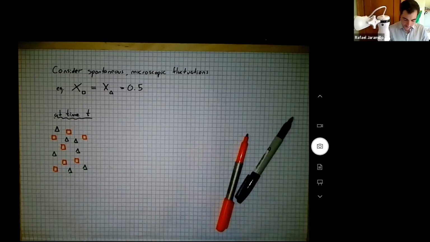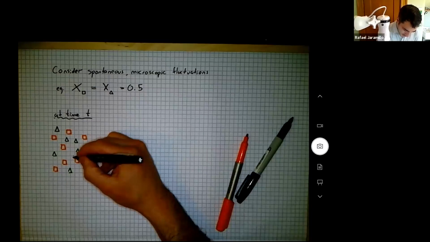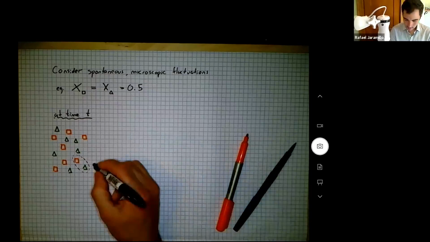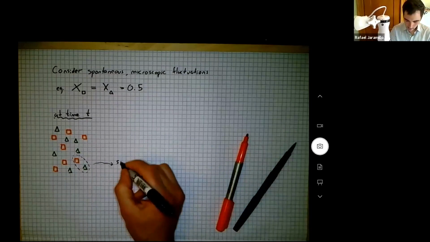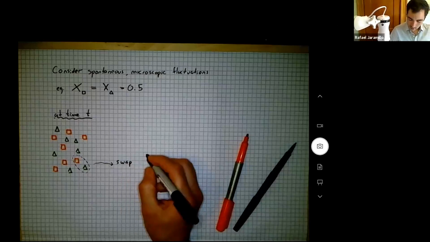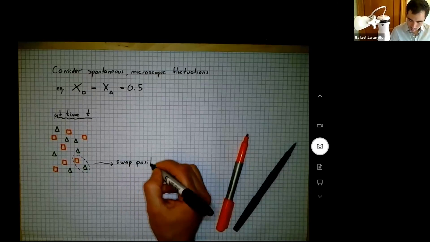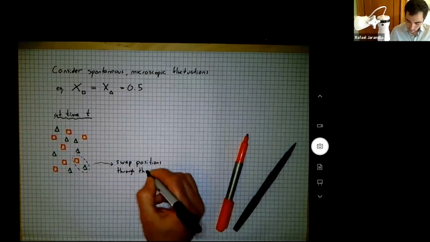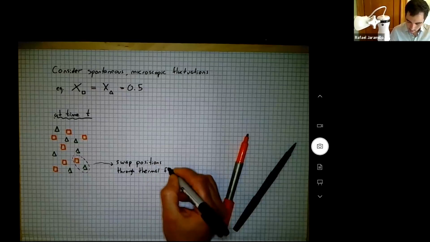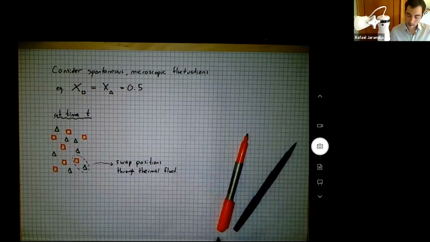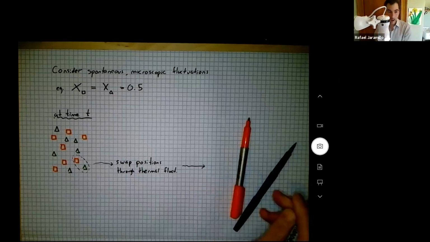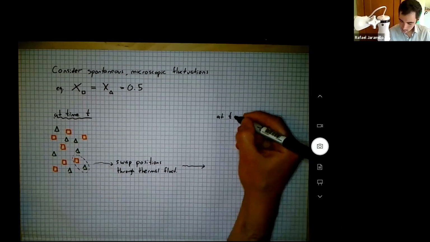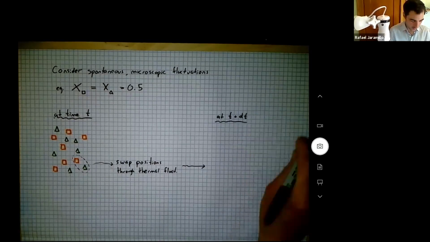And now what I want to do is I'm going to imagine a thermal fluctuation that swaps positions through thermal fluctuation. And now we're looking at the system a moment later. And what does it look like?